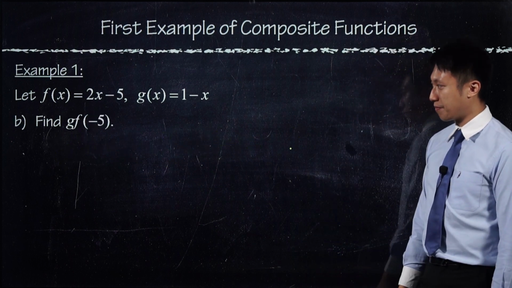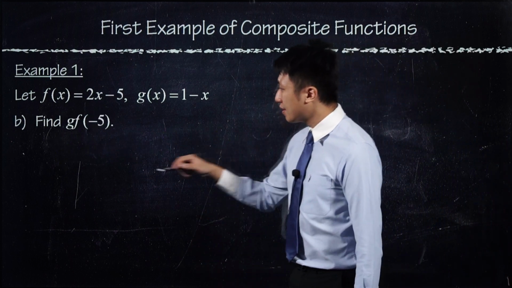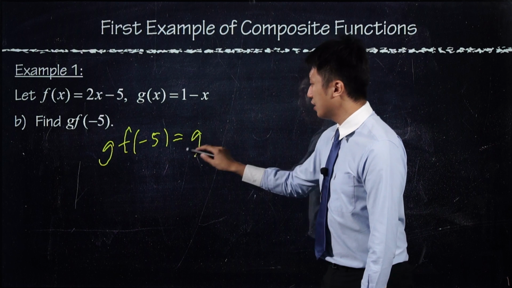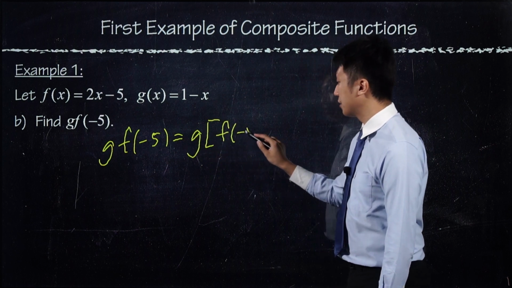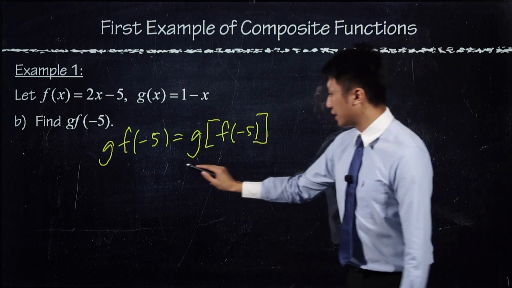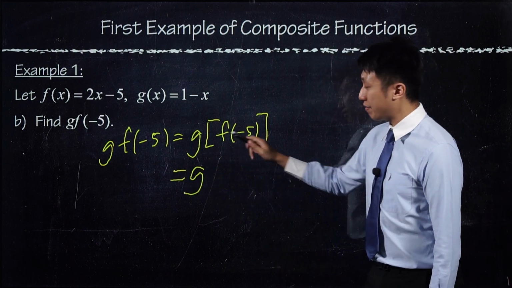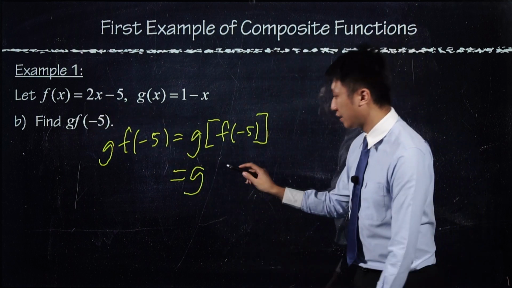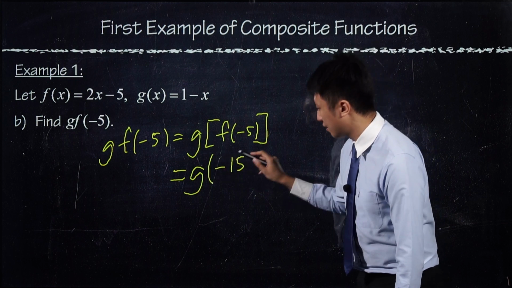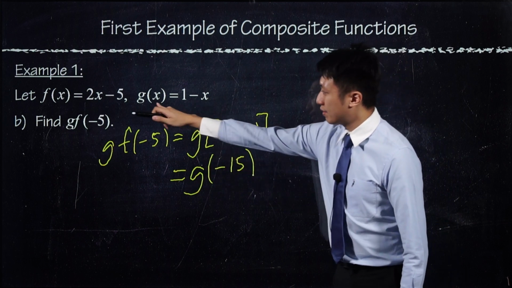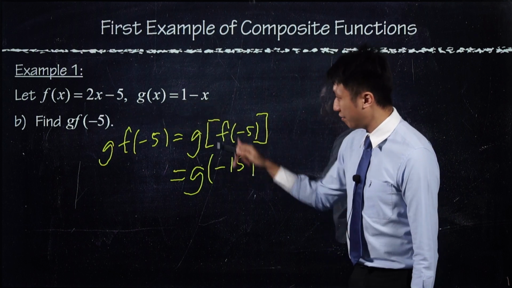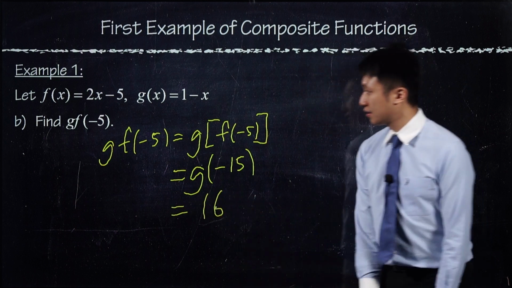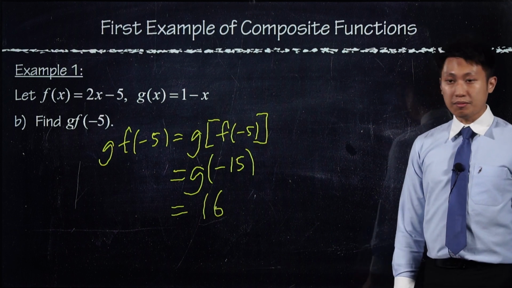Now gf negative 5 is equal to g bracket f of negative 5. I sub negative 5 here, so it gives me negative 10 minus 5, which is negative 15. Then g of negative 15: sub negative 15 here, 1 minus negative 15. So what do you get? 1 plus 15, so 16. No problem. Move on.